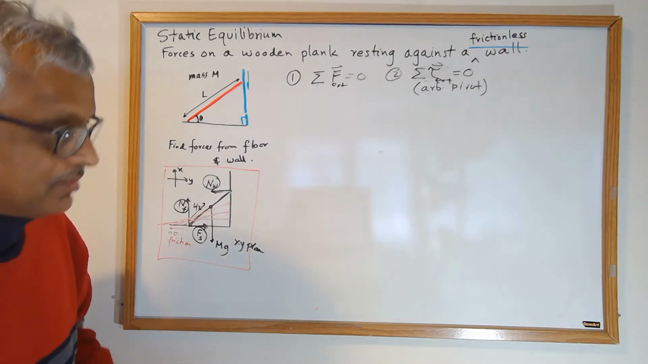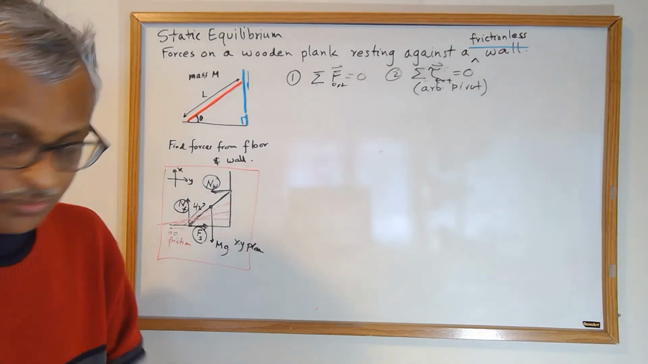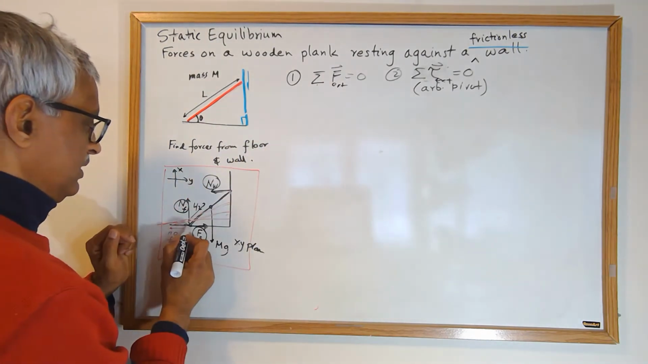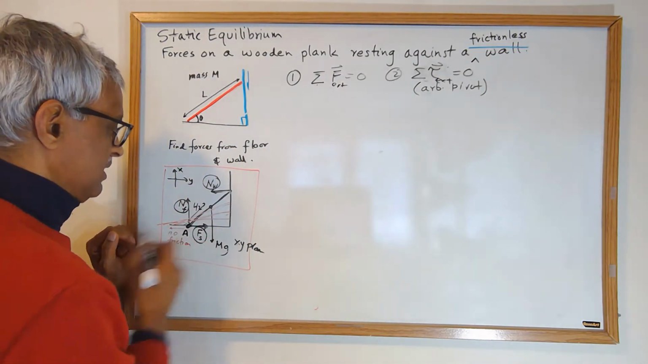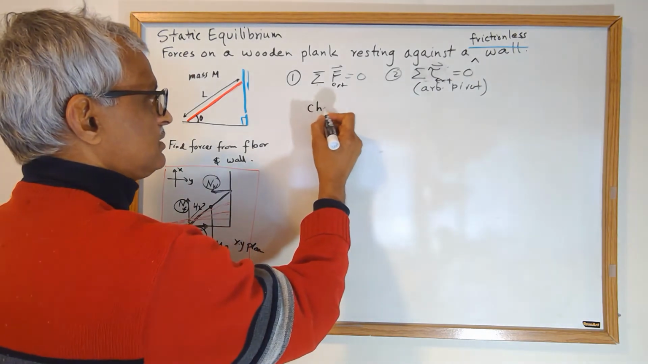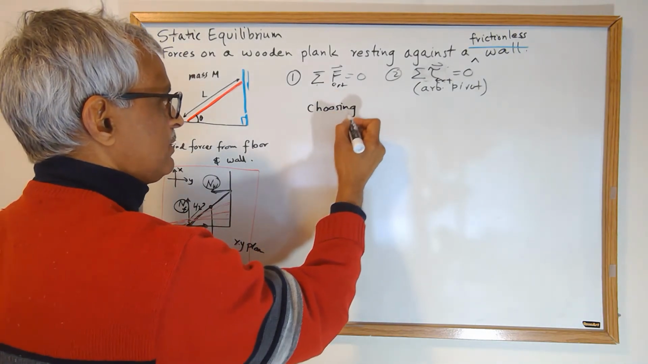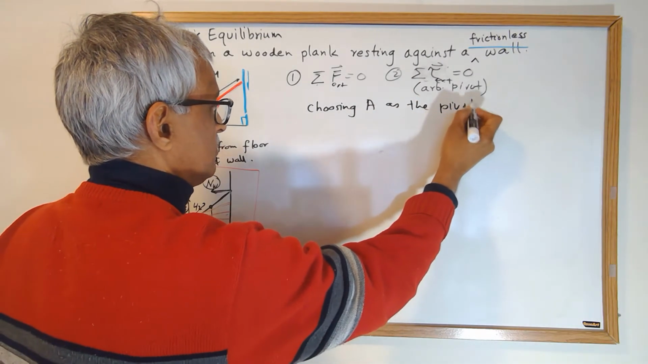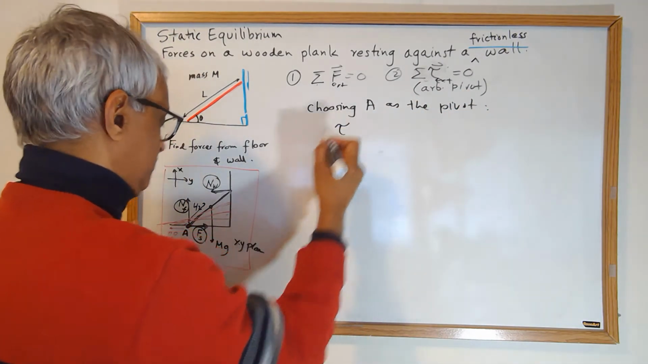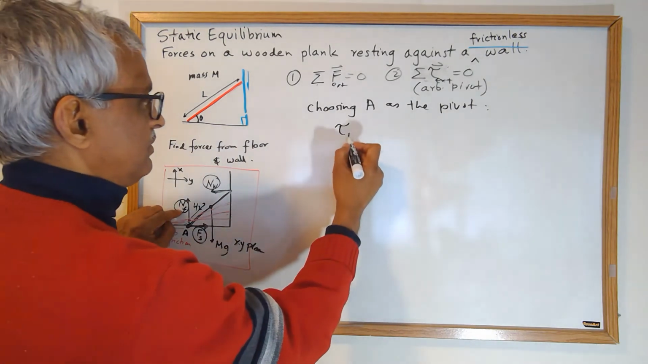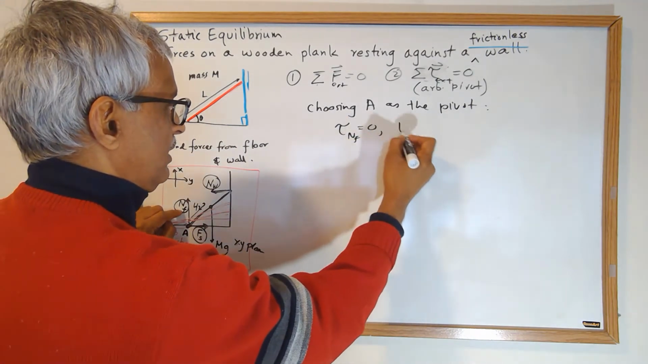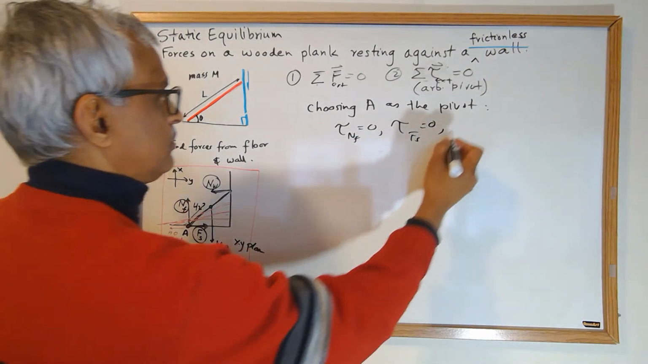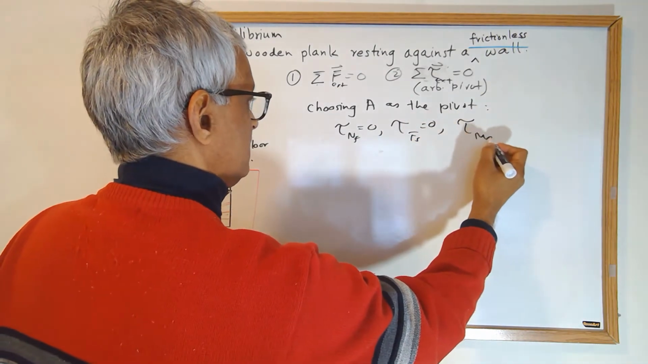Let's work this out. I'm going to do the torque equation first. So this is the pivot point. Let's call this point A. Choosing A as the pivot, I get that the torque of NF is 0 and the torque of Fs is 0. Then there is the torque of mg.